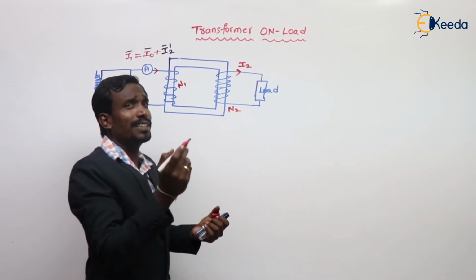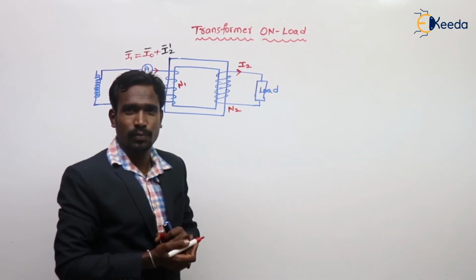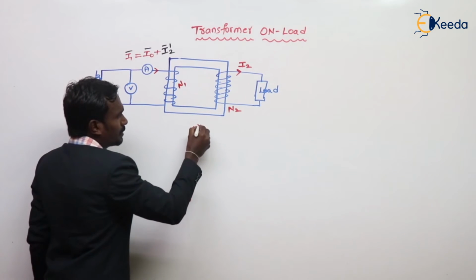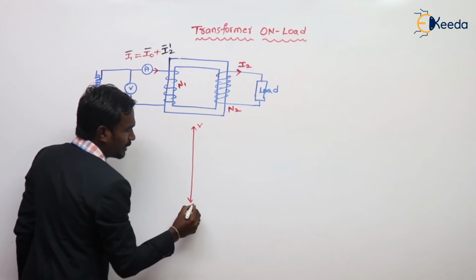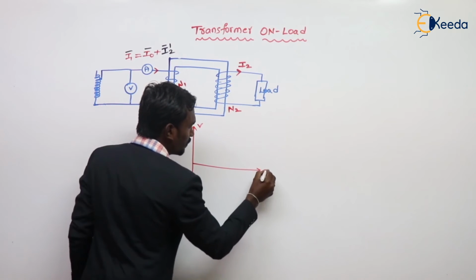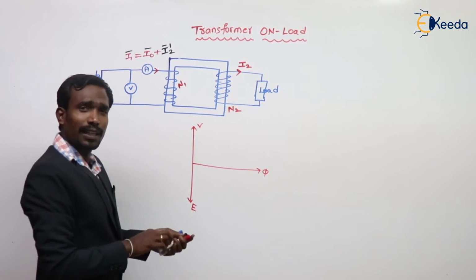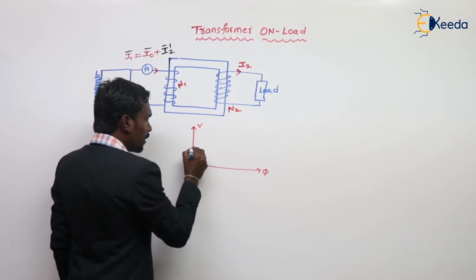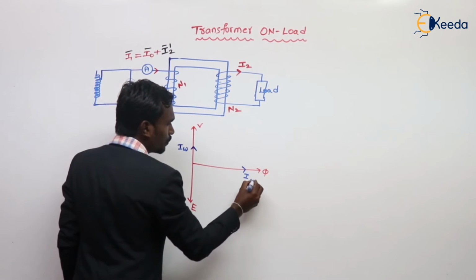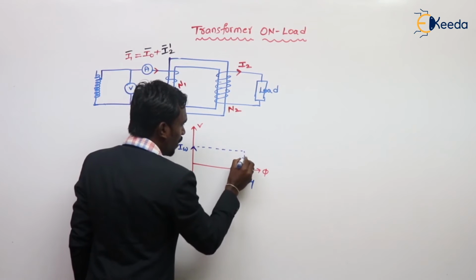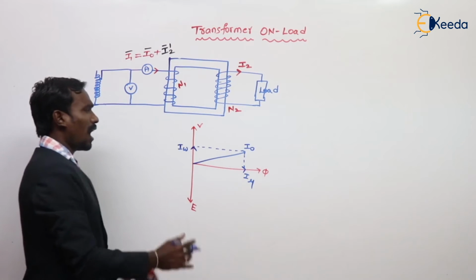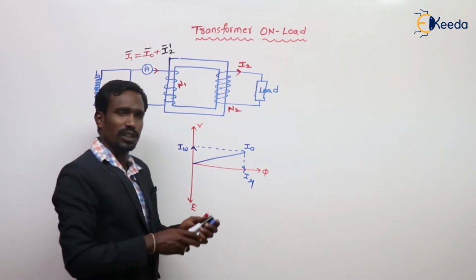Now, let's draw the vector diagram for this loaded condition. See here, we know already: the supply voltage V, and here the induced voltage E. Of course, here the flux phi. Yes or no? And we know here I_W and here I mu. The sum of I_W and I mu is taken as I0. Up to this, it is the transformer at no load condition.